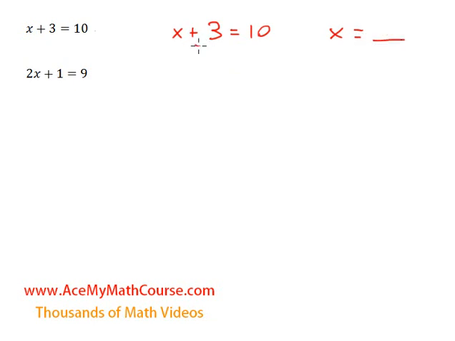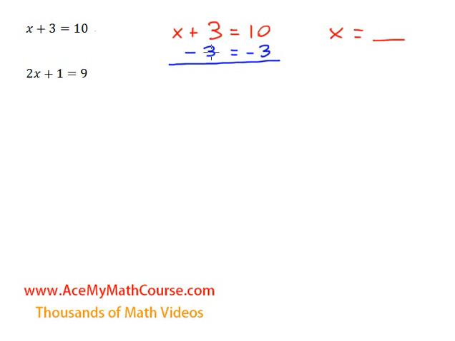There's this 3 being added to the x on the left-hand side of the equation. Well, I want to get rid of that 3 altogether. How can I do that? Well, since we have x plus 3, I can actually just subtract the 3. But if I subtract a 3 from the left-hand side of the equation, I must subtract it from the right-hand side as well.